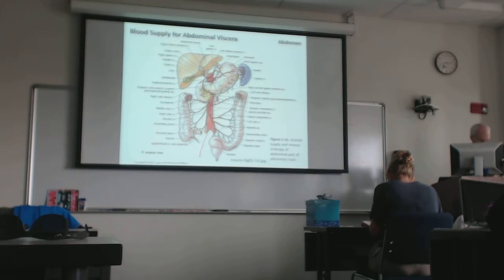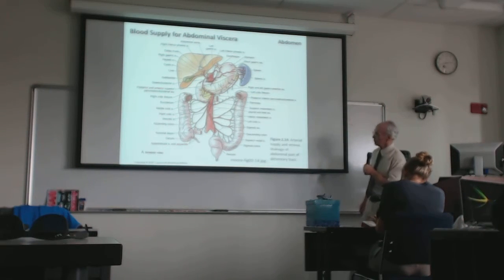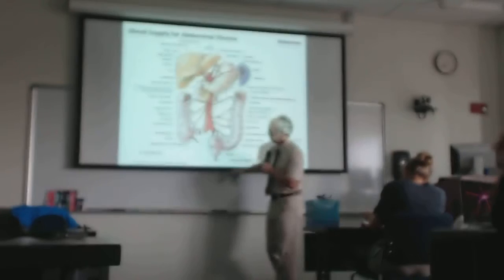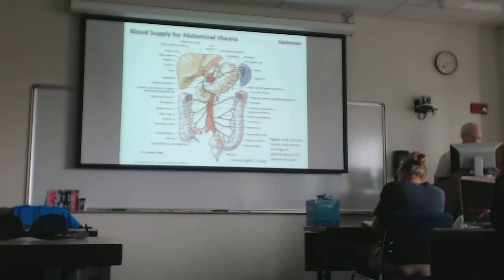And then right there, again, if I were an ambitious person, I would change the color of my pen. But right there is the inferior mesenteric. Remember, the inferior mesenteric is supplying, for our purposes, we'll say the descending colon, the sigmoid colon, and the anal canal. So very easy. Any questions about the blood supply?